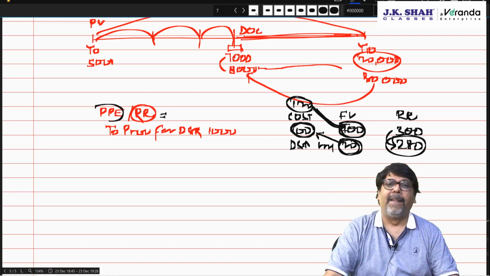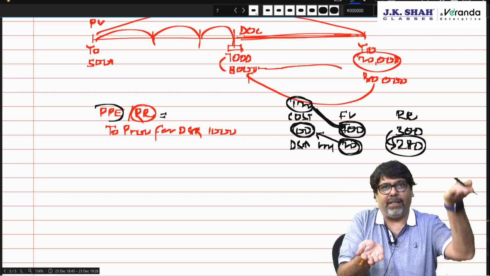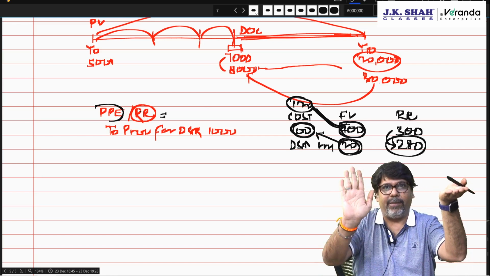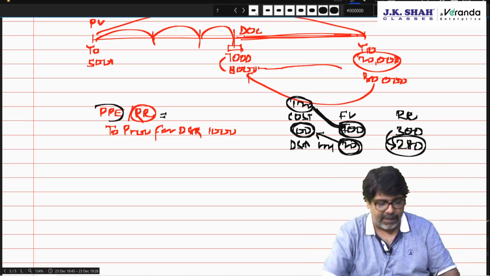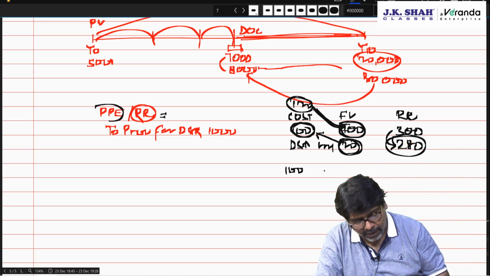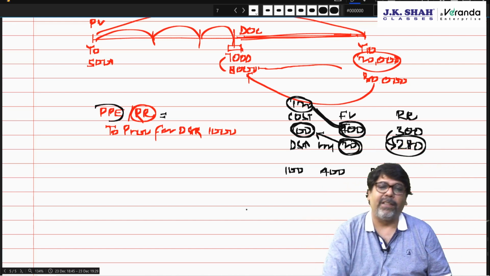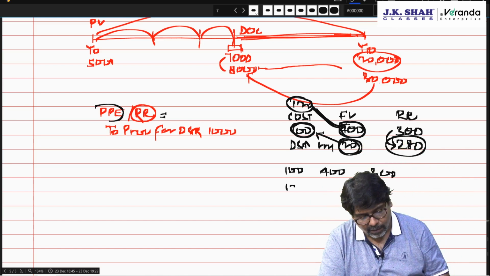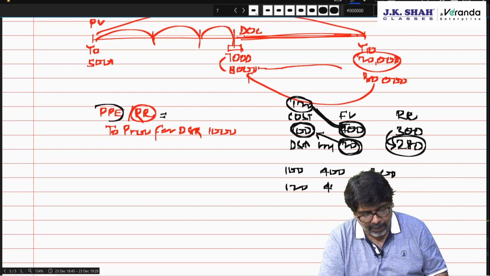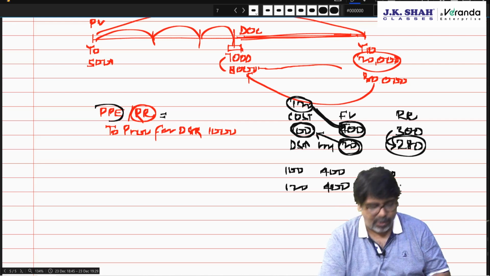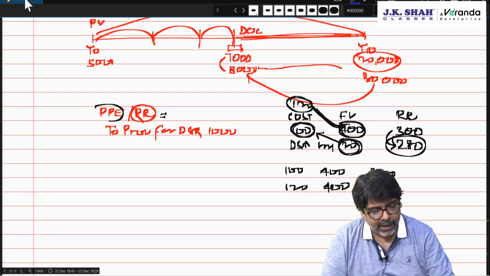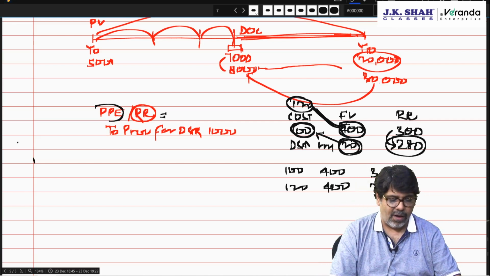Am I clear? So if provision increases, cost increases. Cost increases, fair value remaining same, revaluation reserve will decrease. Because earlier cost 100, fair value 400, revaluation reserve 300. Now because DSR increased, cost increased, fair value remaining same, this will become 280. Correct, chartered? Yes or no? Yes, sir.